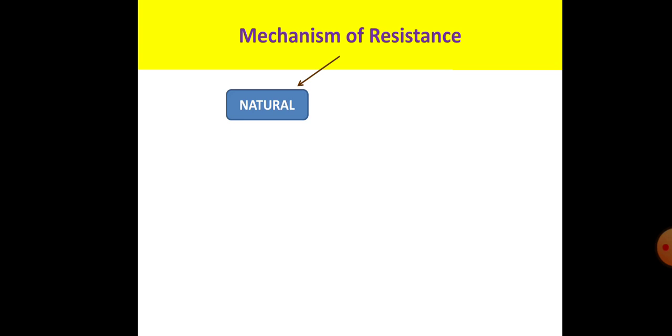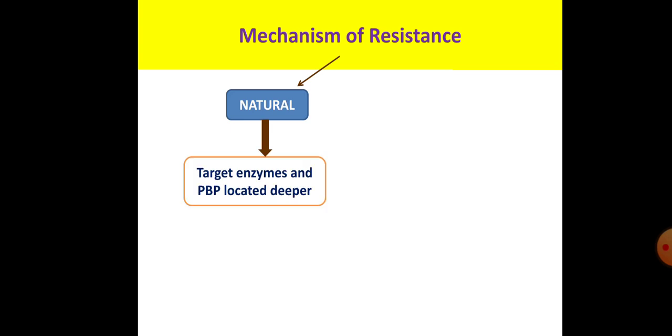Now the resistance is of two types. One is the natural. It means that right from the beginning the antimicrobial is not effective against a particular organism, and it is not troublesome also, because we know that this drug is not effective against this organism. But the second one, which is problematic, is acquired. It means that initially the microorganism is responsive, but now it is not so.